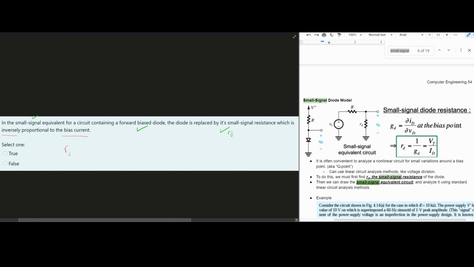Well, we know our RD is equal to our VT over our ID. And so because our ID right here is on the bottom, that means it is inversely proportional. If it was on the top, it would be proportional. So VT is proportional to our RD, but ID is inversely proportional. So the answer for this one is going to be true. Since yes, in the small signal equivalent for a circuit containing a forward bias diode, the diode is replaced by its small signal resistance, which is what we have here, and it's inversely proportional to the bias current.